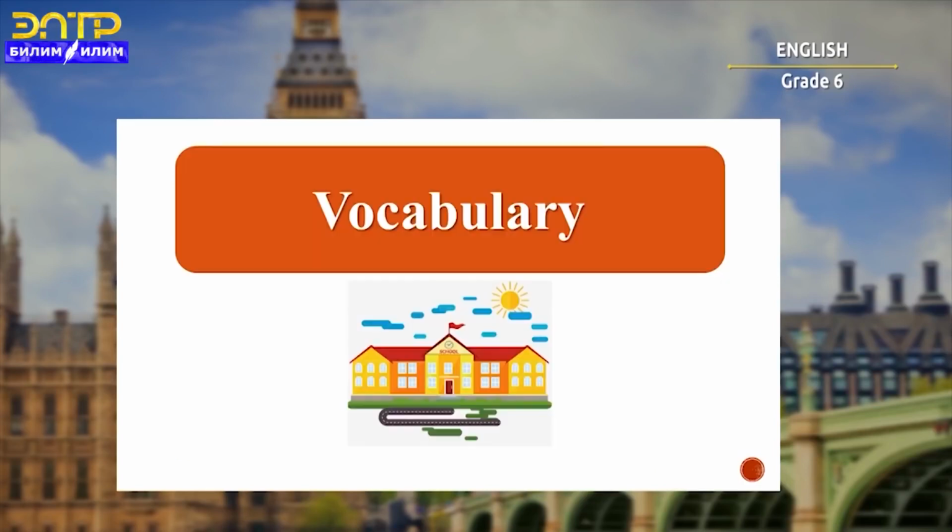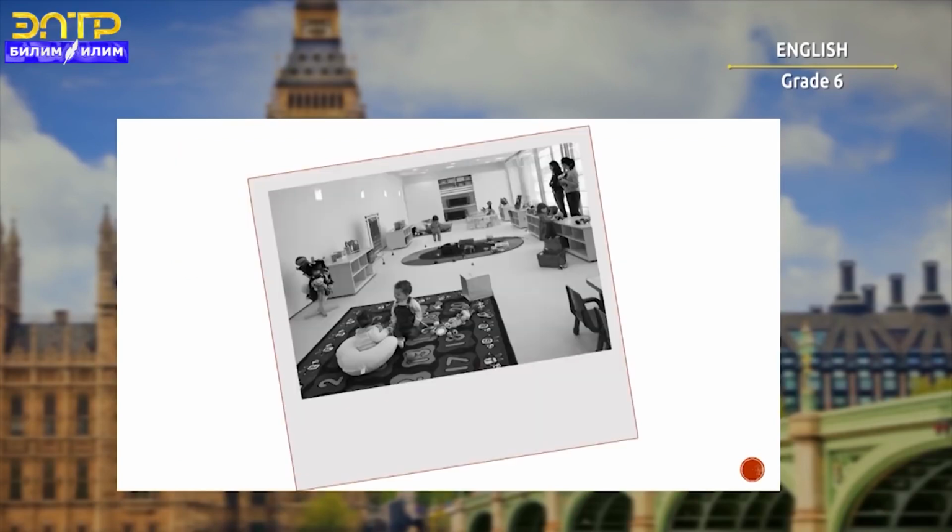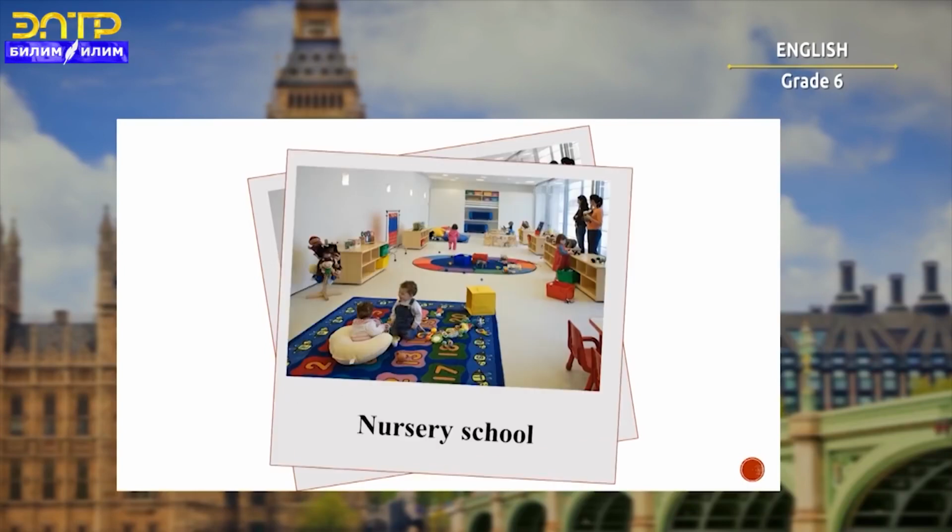Now we are going to learn new words to talk about school. Types of schools. What can you see on the picture? It's a nursery school. So the children go to nursery school. Can you go to a nursery school now? No. Who usually goes there? Very young children. Very good.